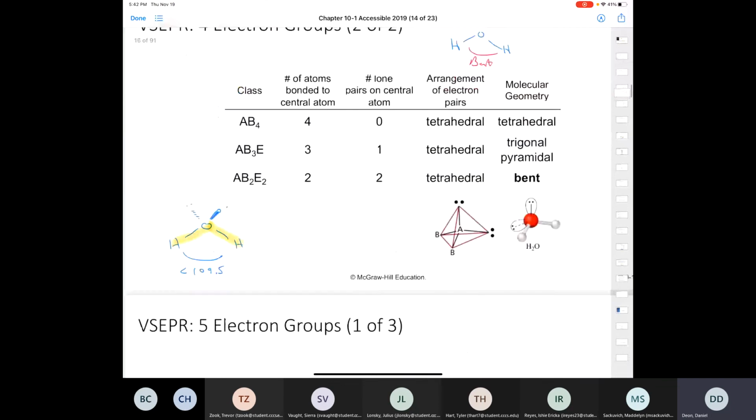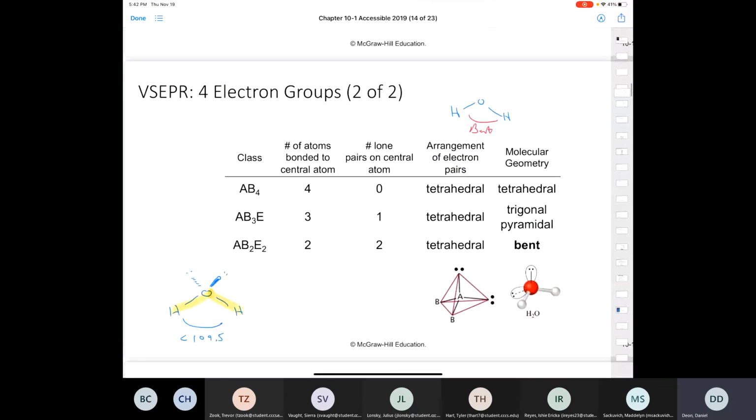Before we move on to five regions of electron density, just let me know if you follow me up to this point. Now it gets a little more interesting.